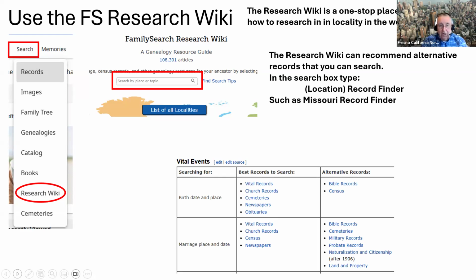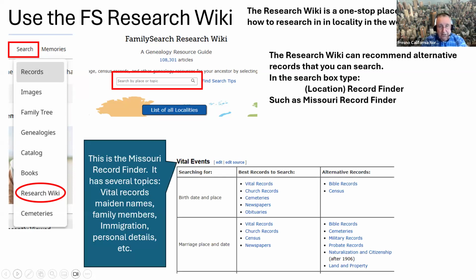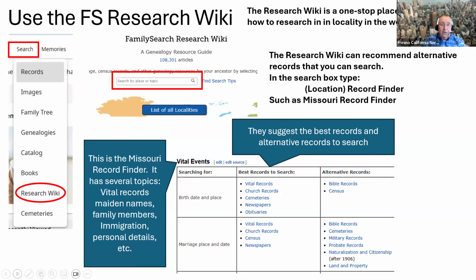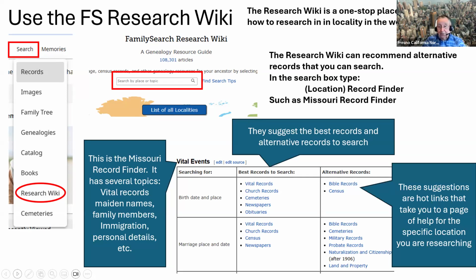page that's going to have all kinds of records listed. Part of it is vital events, but it also covers things like maiden names, family members, immigration, personal details, and all these categories. They'll give you the category, then they'll show you the best possible records for this location, in this case, the state of Missouri. They're saying the best records for births would be vital records, of course, church records, cemeteries, newspapers, obituaries. Then, if you can't find it through any of those, go to Bible records and census records.